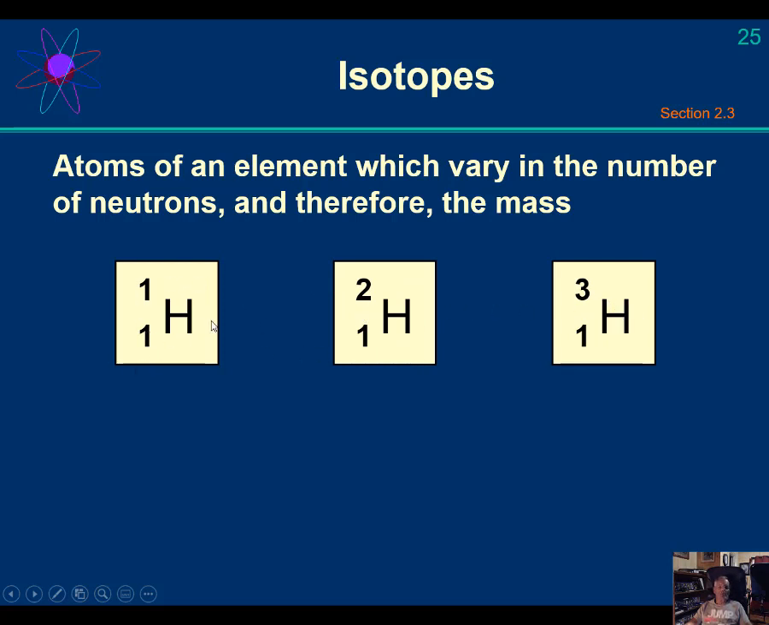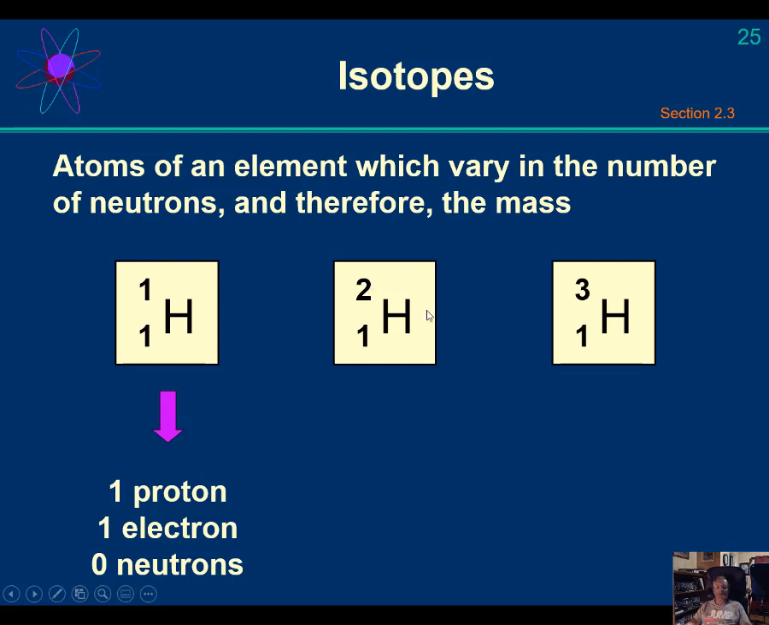Now, this is called protium. It is the most abundant isotope of hydrogen in the universe. It has 1 proton in the nucleus. 1 minus 1 means it has 0 neutrons. And it's an atom, so it has 1 electron. So 1 proton, 1 electron, 0 neutrons.